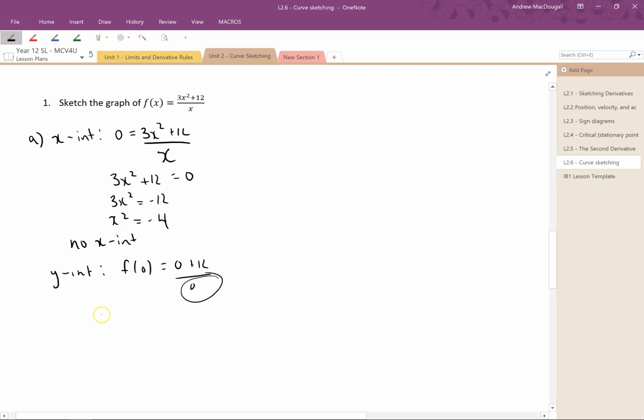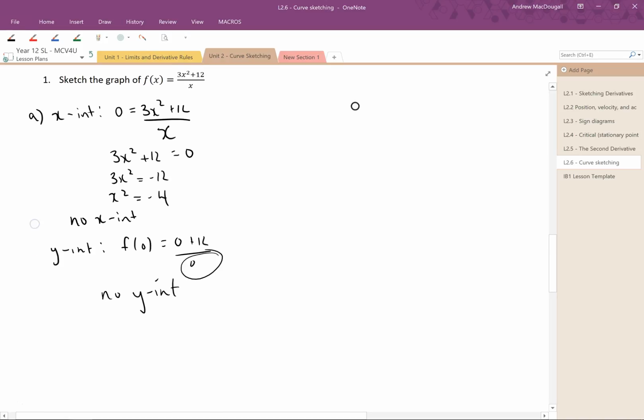It's undefined. So there's no y-intercept, and that's not surprising because we can recognize we are going to have a vertical asymptote when x is 0. So of course nothing can be located on the y-axis in our function. All right, so no x-intercept, no y-intercept. What about, let's do B, vertical asymptotes.